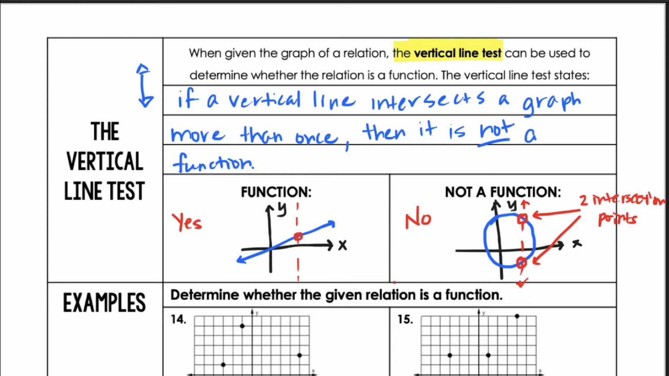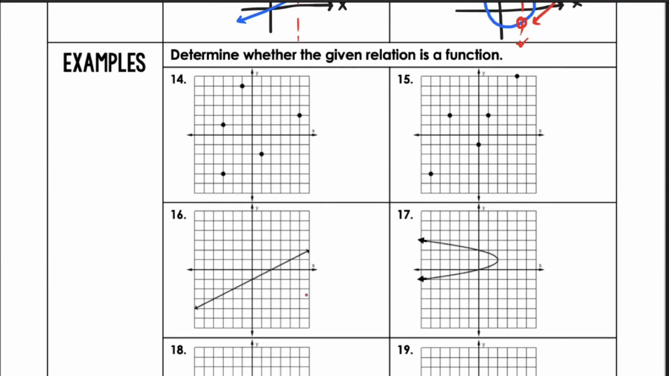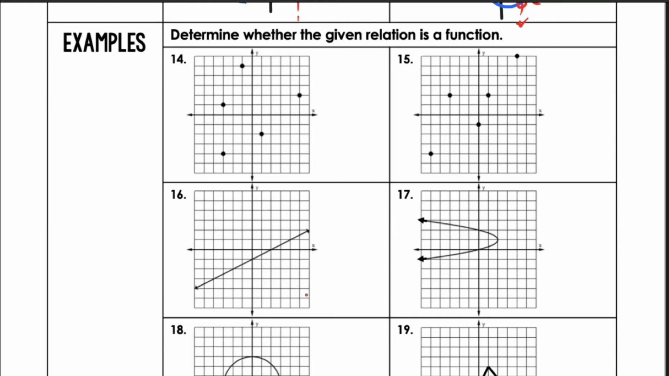Okay, and again, we're just looking at, can I draw a vertical line that crosses the graph in more than one point, or that intersects more than one point? Okay, so looking at example 14 here, we talked about these types of graphs last week, and just as a reminder, this is what we call a discrete graph. Okay? And it's called discrete because these are points that are not connected. There's gaps in the points, so this is a discrete graph.